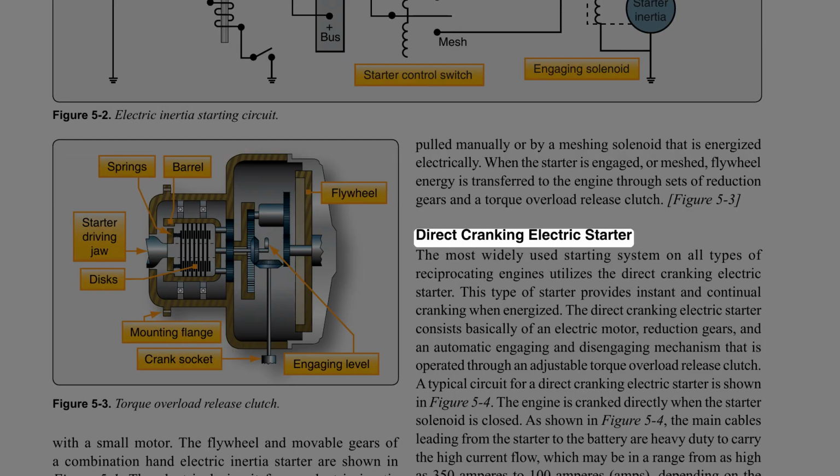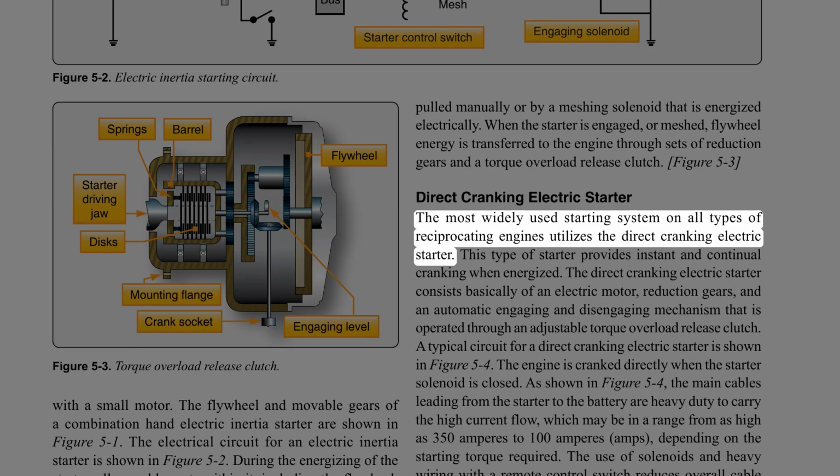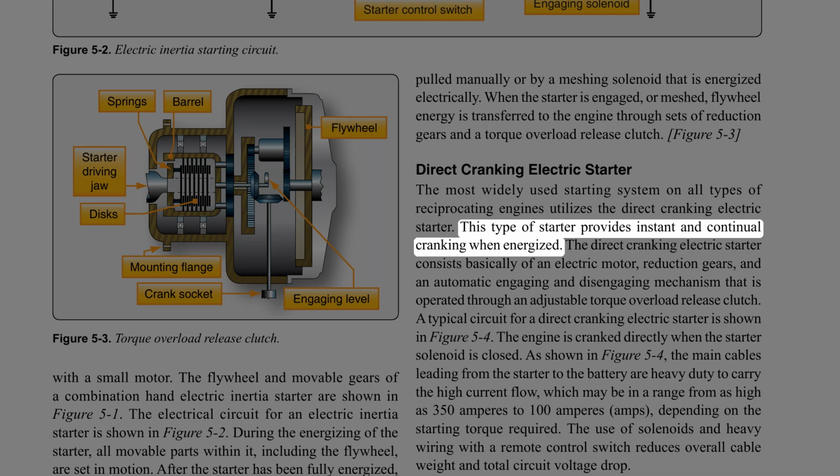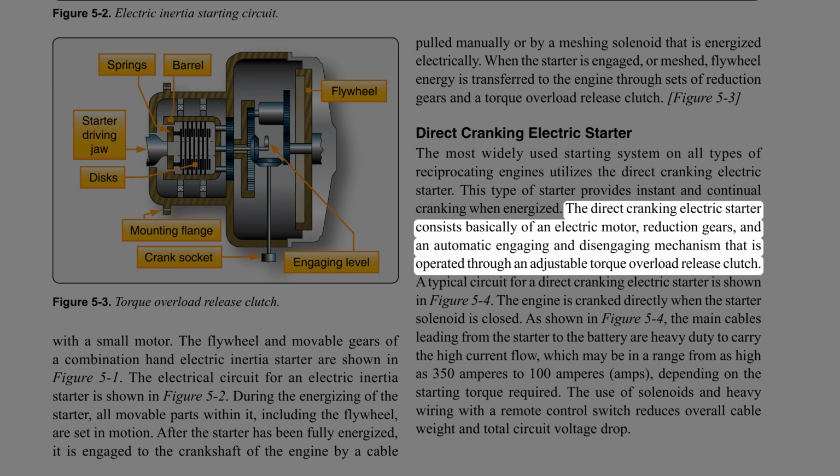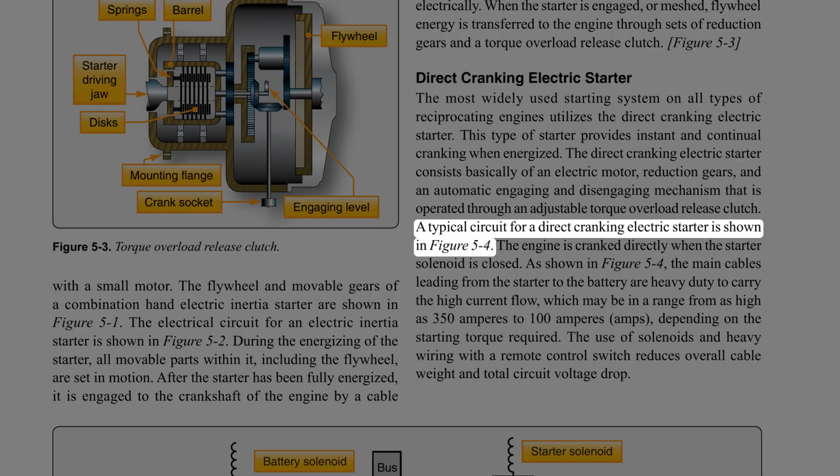Direct cranking electric starter. The most widely used starting system on all types of reciprocating engines utilizes the direct cranking electric starter. This type of starter provides instant and continual cranking when energized. The direct cranking electric starter consists basically of an electric motor, reduction gears, and an automatic engaging and disengaging mechanism that is operated through an adjustable torque overload release clutch. A typical circuit for a direct cranking electric starter is shown in Figure 5:4.